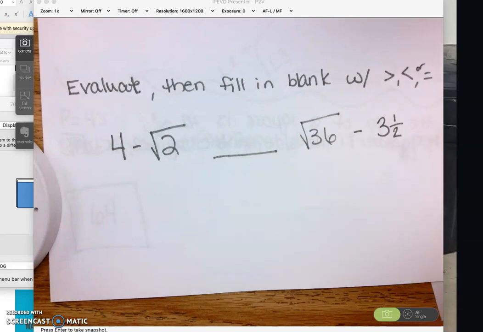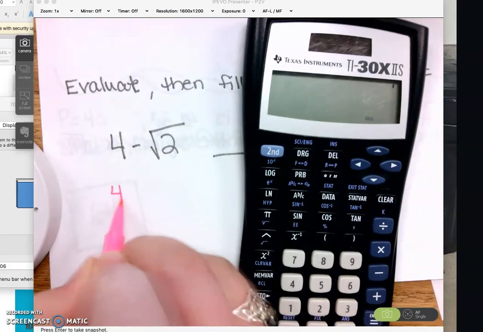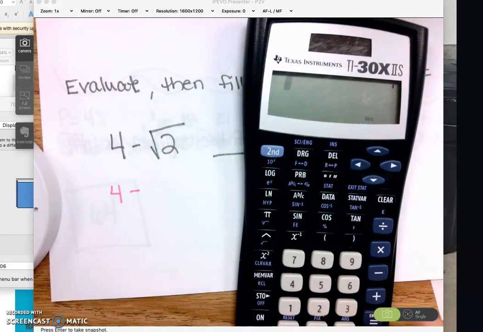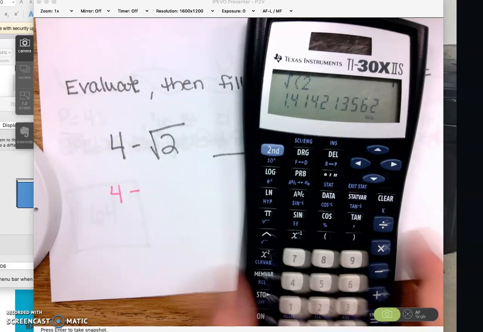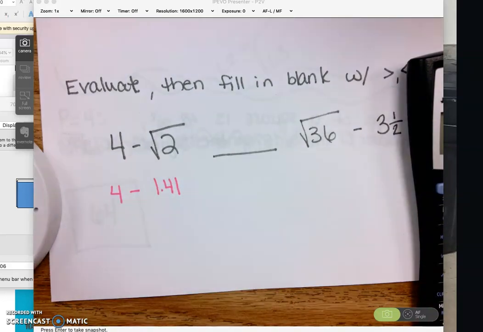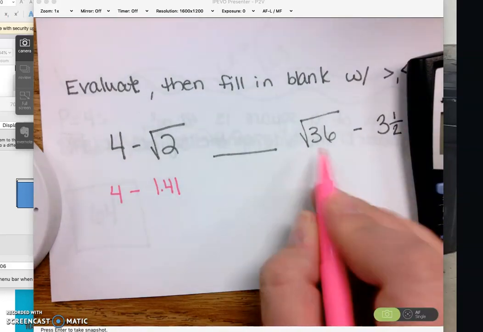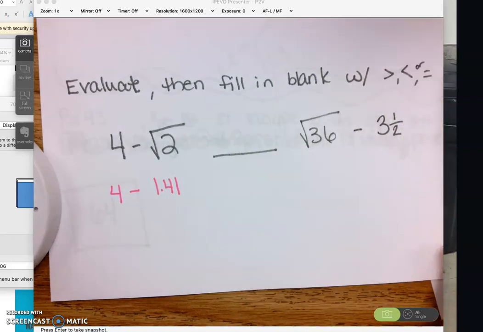So the first thing you want to do is 4 minus, I want to find the square root of 2. So again, square root of 2 is 1.41. I would round it to the nearest 100th place. Square root of 36. What times what equals 36?